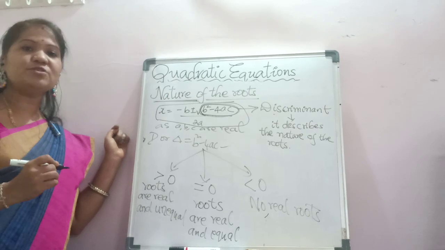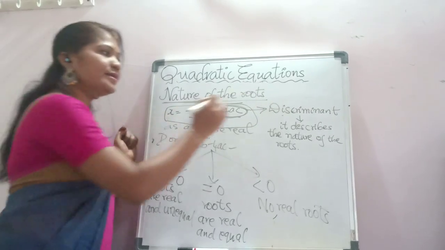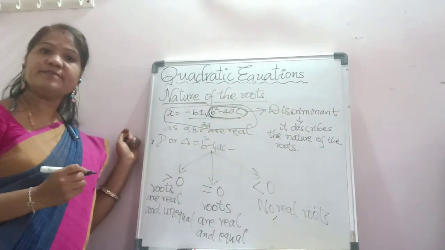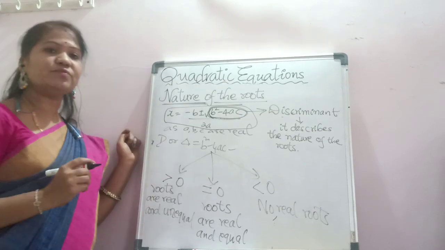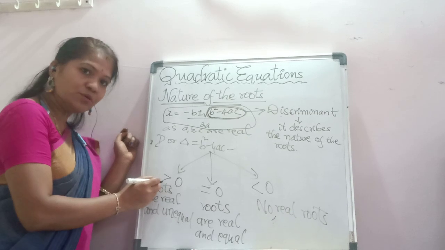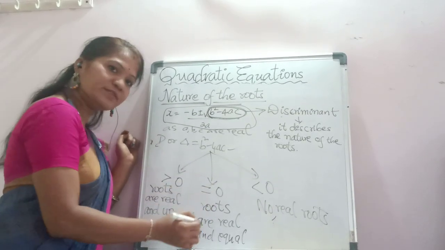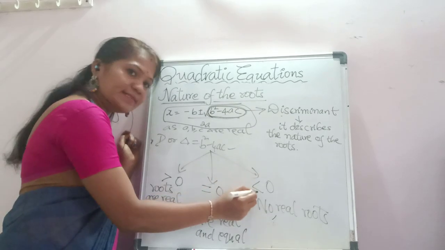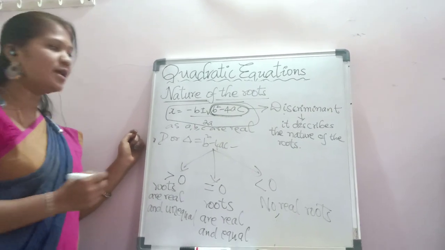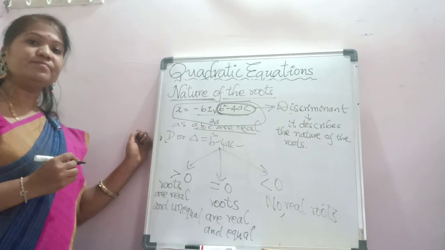When the question asks you to find the nature of the roots, the first and foremost thing you need to do is find the discriminant. How do we find it? b square minus 4ac. You will get a, b, c by comparing the equation with the standard form and substituting in this. If it is a positive value, roots are real and unequal, distinct. If it is equal to 0, roots are real and equal. If it is less than 0, that is negative, there are no real roots for the given quadratic equation, as we defined the quadratic equation for a, b, c as real, isn't it?